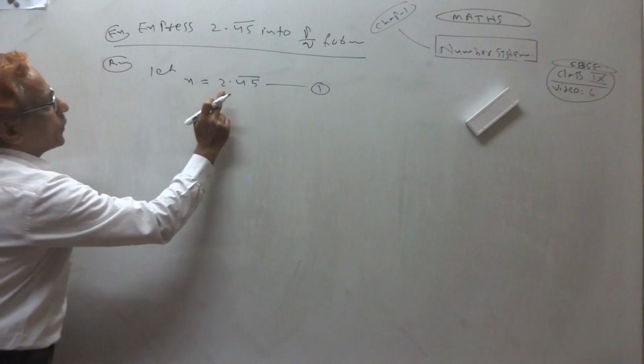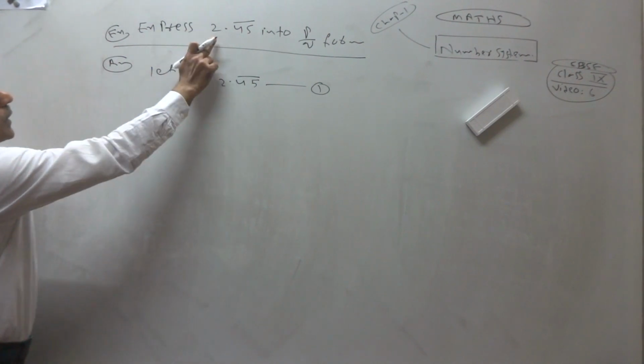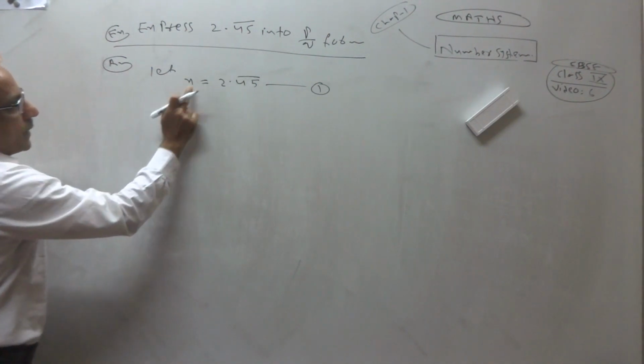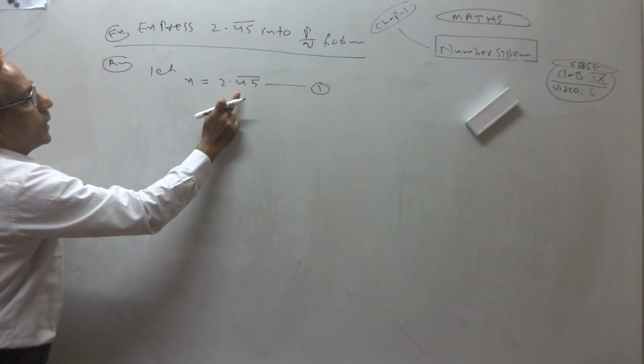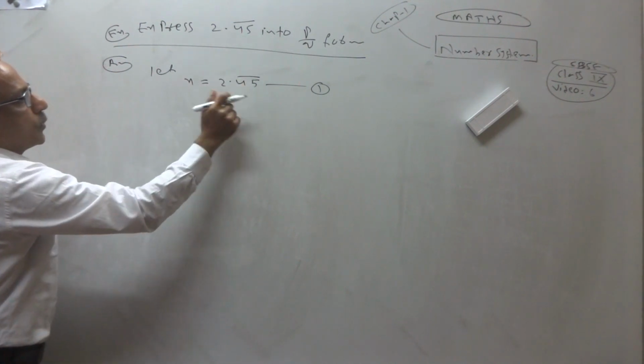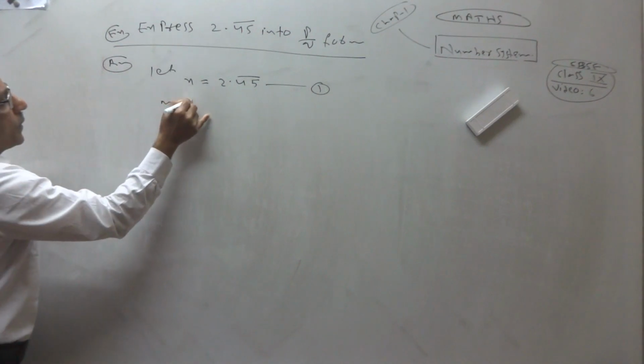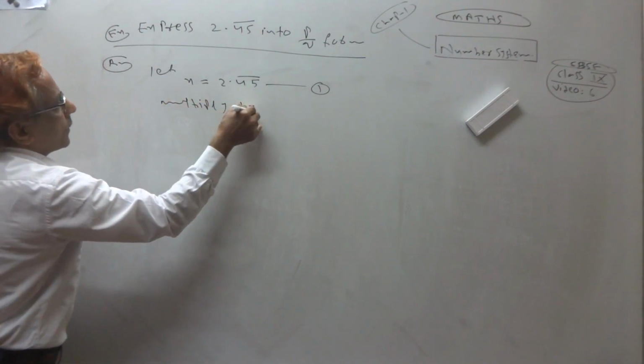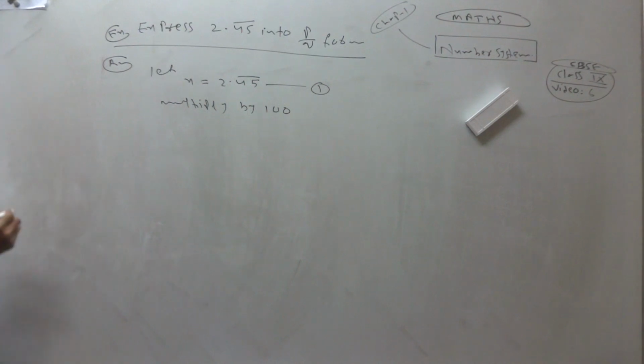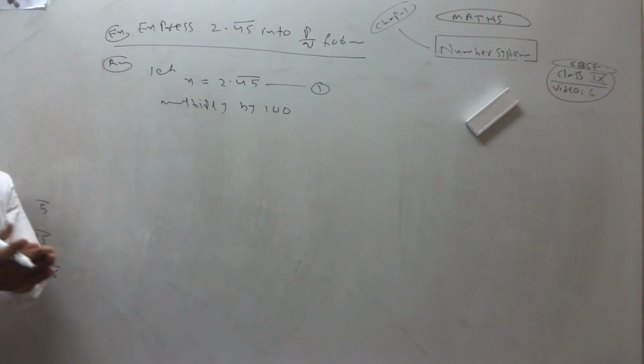So in this case, whatever the question is given, you suppose it by x. Then you see under the bar how many numbers are there. 2 numbers. Then you multiply it by 100. If under the bar 1 number is there, multiply by 10. If 2 numbers are there, multiply by 100. If 3 numbers are there, multiply by 1000. Like that system. This is the method.